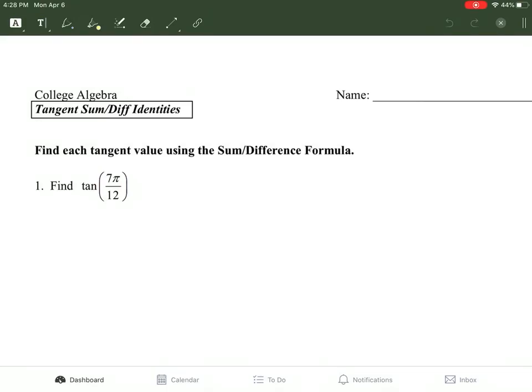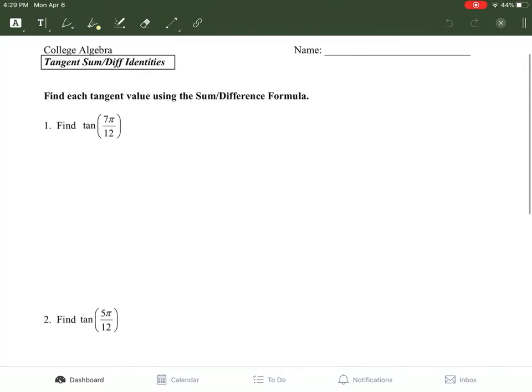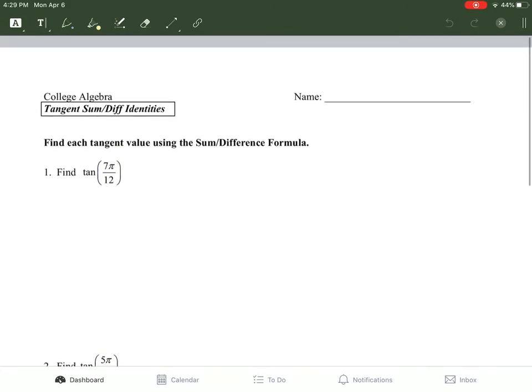All right, so today for college algebra, we have the tangent sum and difference identities. It's along the same lines that we did yesterday with sine and cosine, but tangent we're going to do on its own because tangent is much more time-consuming and long. Okay, so in today's notes, we have 3 questions. That's it. But we only have 3 questions because they can take a little time.